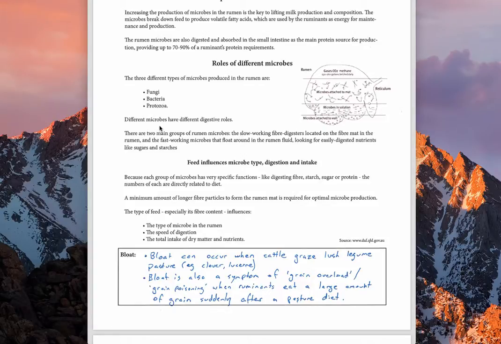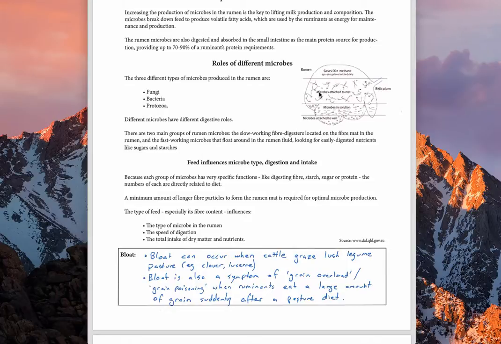So the different microbes in the rumen have different digestive roles, and there's two main groups. The slow-working fiber digesters, which are in the mat, which is up here, and then the fast-working microbes that float around in the rumen fluid, which is down the bottom of the rumen. And this stuff's kind of turned over as it's broken down. But the ones in the bottom in the liquid are looking for things that are easy to digest, like sugar and starches.